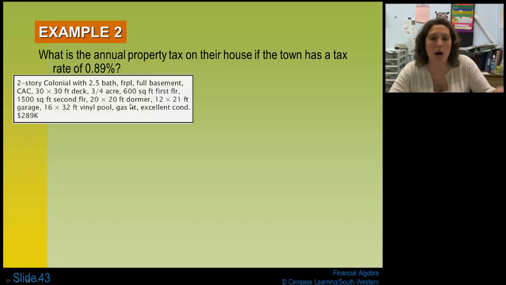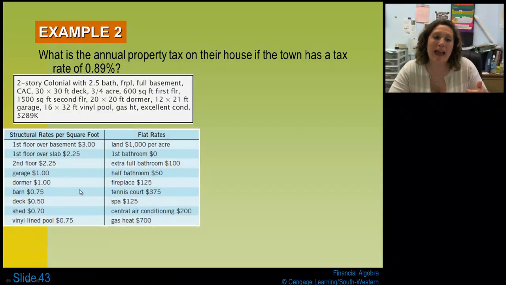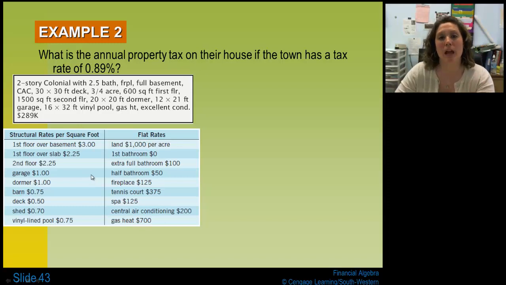So what we have to do on this problem is look at how they figure out what those pieces of the house are worth. So if you have a first floor over a basement, it's $3 per square foot. If it's a first floor over a slab, which is just a flat piece of concrete, it is $2.25. If you have a second floor, it's $2.25 per square foot. If you have a garage, it's $1 per square foot. A dormer is $1 per square foot. A barn, deck, shed, vinyl lined pool. The land is $1,000 per acre.